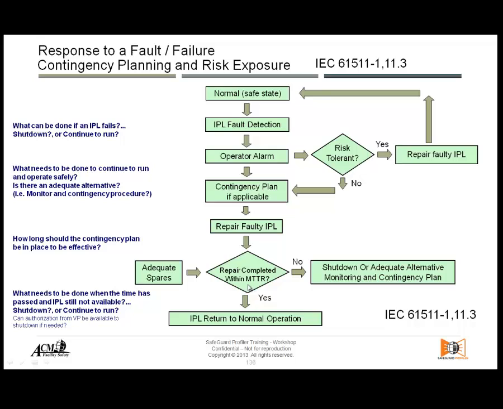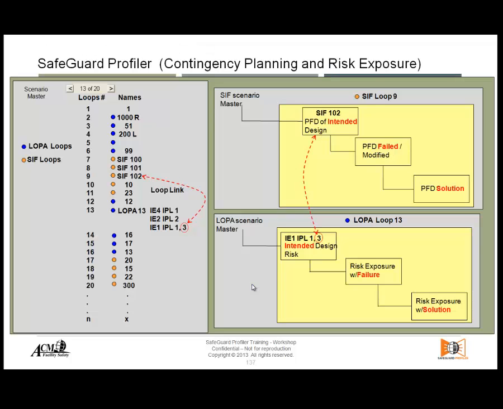If you repair your safeguard within that specified mean time to restoration, then you go back to normal operations and you discontinue the contingency plan, right? So again, here's how SafeGuard Profiler looks inside those contingency plans. Those contingency plans are going to be built and tagged, or expanded, from your layer protection analysis, where is the place that you should think about them, right? Those contingency plannings are going to be scenarios appended or expanded to your layer protection analysis.